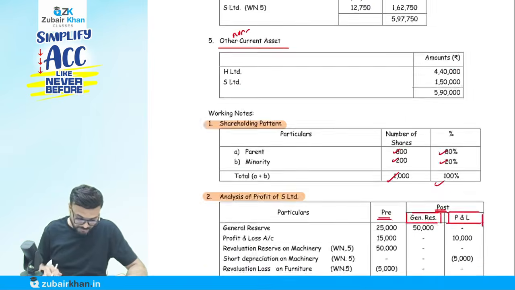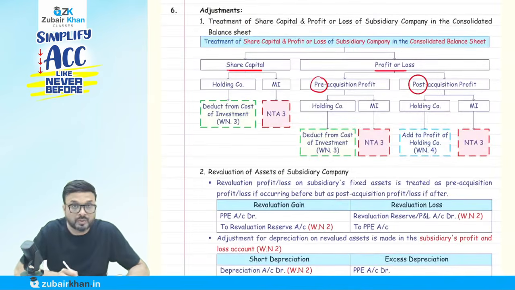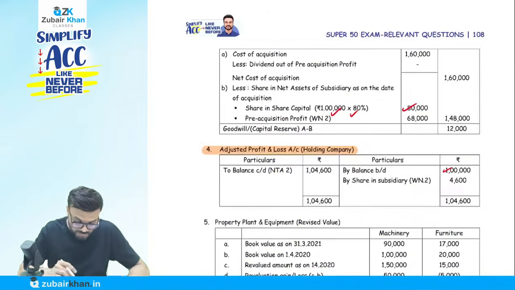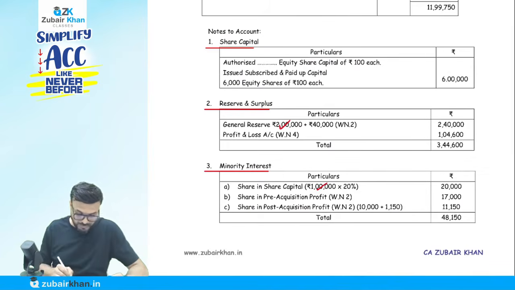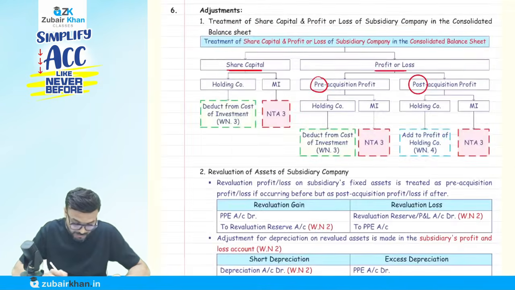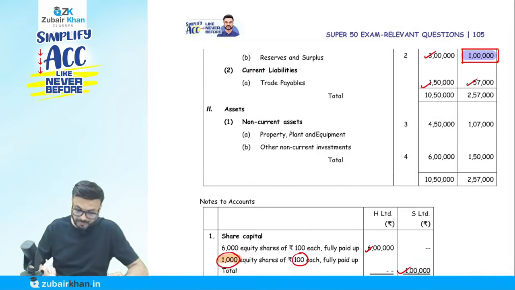Now working note number 3. Here 1 lakh multiplied by 80% is 80,000. Okay. And what about the minority? That will go to notes to account number 3. So we'll go to notes to account number 3. 1 lakh multiplied by 20%. How much will that come to? 20,000.